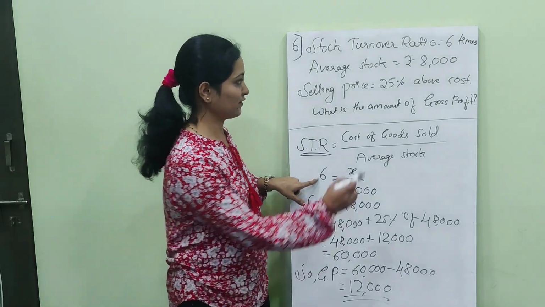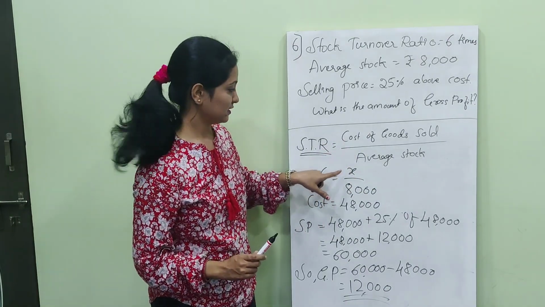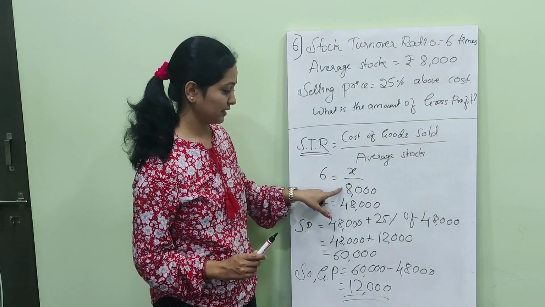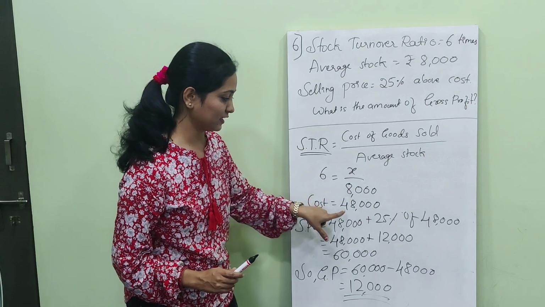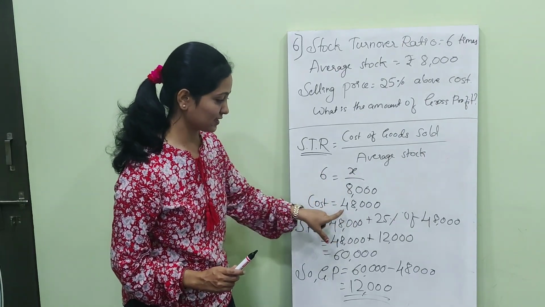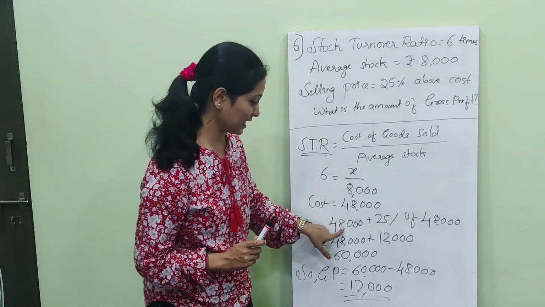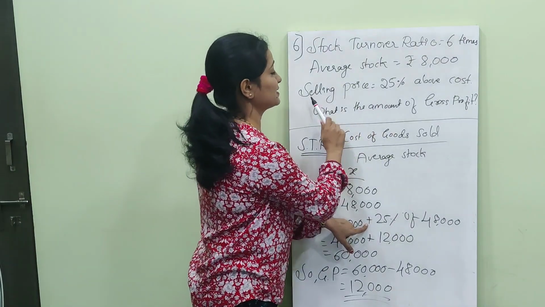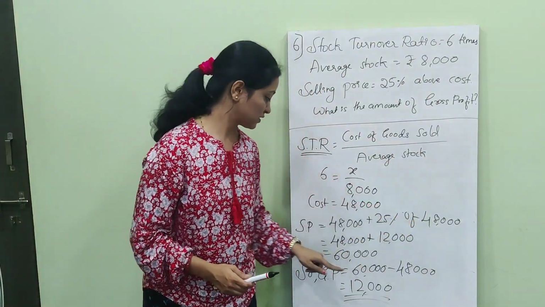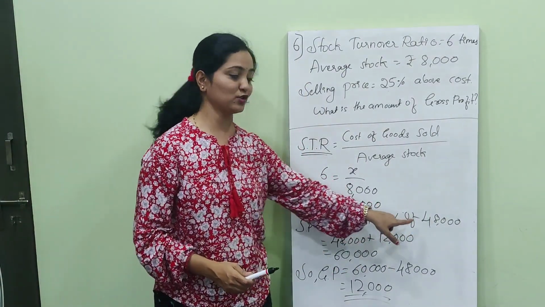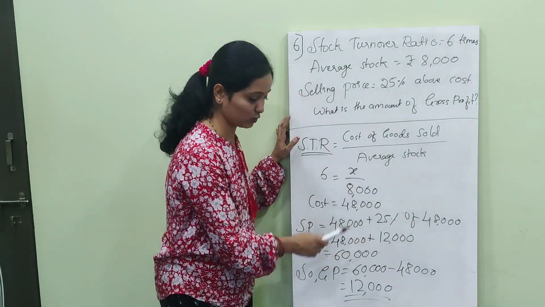So stock turnover ratio they have given 6 is equal to cost of goods sold, we don't know, so let us take X, divided by average stock they have given 8,000. So the cost is equal to 8,000 into 6, that is 48,000. So the cost is 48,000. Then selling price we need to calculate. 48,000, this is the cost. They have said the selling price will be 25% above the cost. 25% of 48,000. So 48,000 plus 25% of 48,000, which is 12,000. So 48,000 plus 12,000 is equal to 60,000.